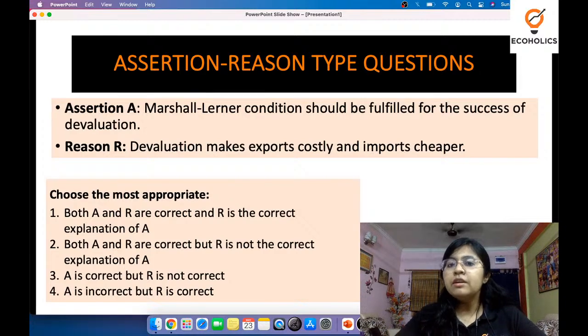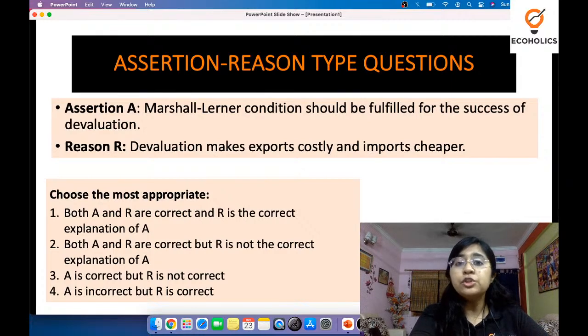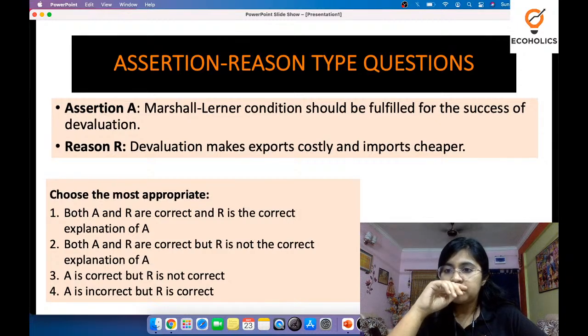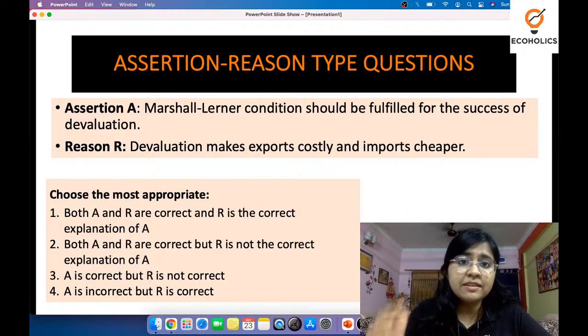So Marshall-Lerner condition should be fulfilled for the success of devaluation because it's a reason. So because devaluation makes exports costly and imports cheaper. Now, devaluation makes exports costly and imports cheaper. Is it a right reason for this assertion? Yes? Is it the right reason? Can anyone tell me, is it the right reason?